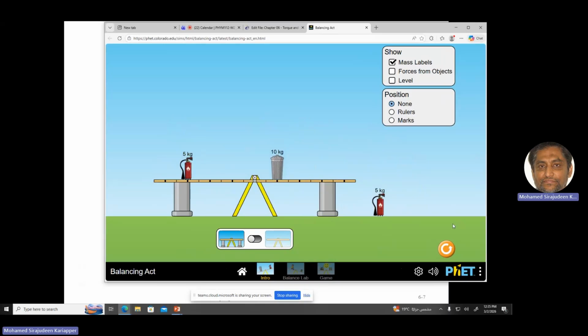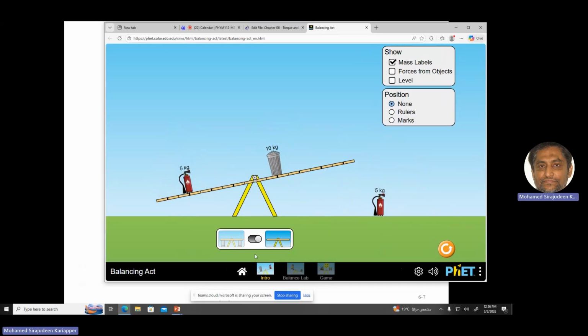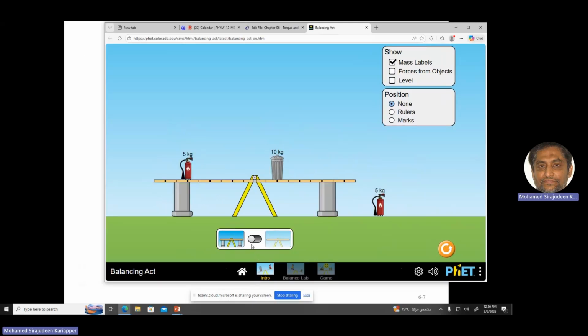Same guy. What do you think will happen? Who is going to win? Which torque, the clockwise torque or the counterclockwise torque? It will be balanced. Are you sure? I'm not so sure. I think the clockwise torque will win. Okay, how do I know that?